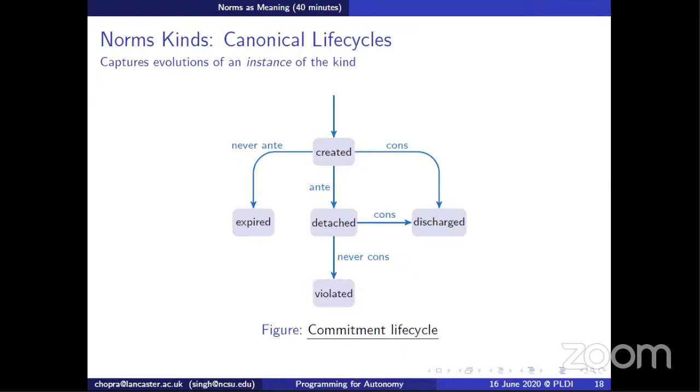But you can also take the other path where payment occurs first, which is from created to detached. And when the commitment is detached, the seller's on the hook. If the seller does the delivery, then it goes from detached to discharged. So that's where the consequent is satisfied. If you're in the state detached, so the payment has been made, but the delivery never happens, which is indicated by the transition from detached to violated, then the commitment goes to state violated. If the commitment were created but were never taken up by, in our example, the buyer, then the commitment expires. So if the antecedent never comes about, the commitment expires.